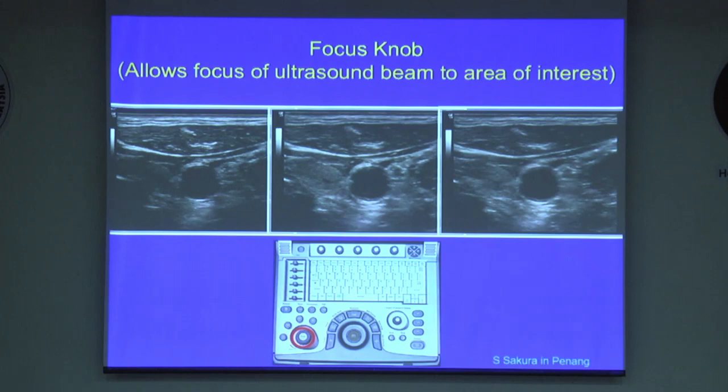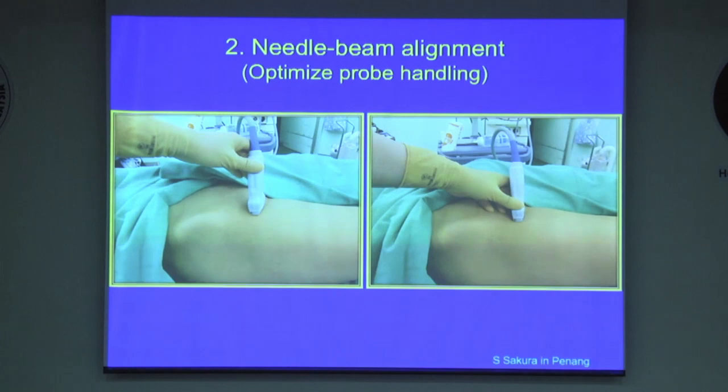The key to good needle imaging is the ability to make small movements of the probe. In order to achieve this, you must control the probe precisely, and this is best achieved by stabilizing the probe. The outer aspect of the probe hand should rest on the skin of the patient.